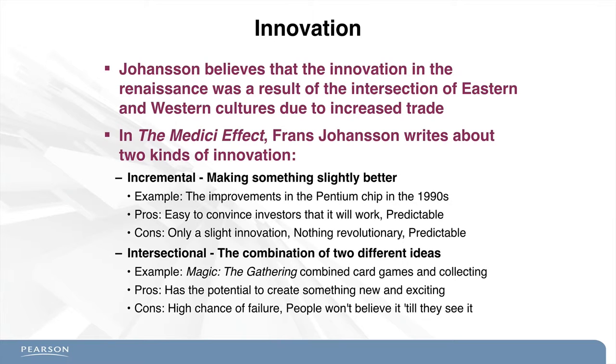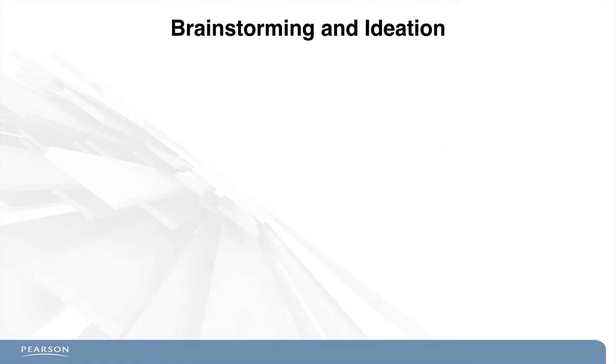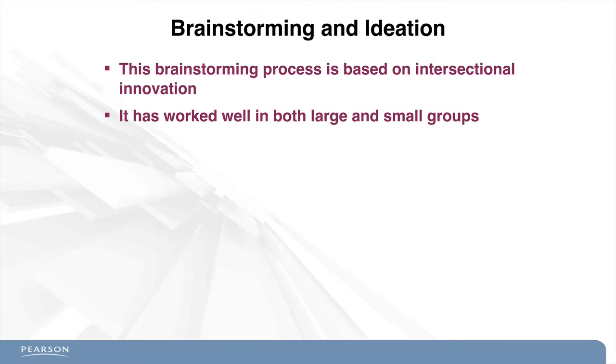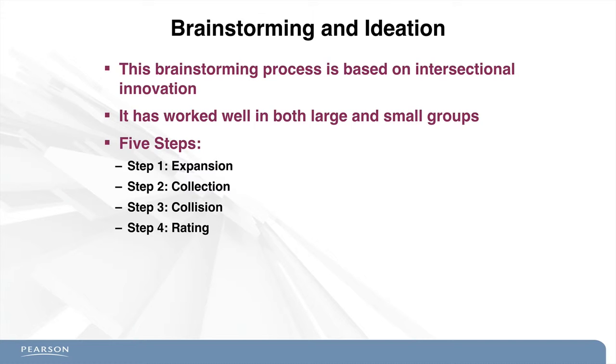So how does this factor into brainstorming? What we're going to do is base our brainstorming and ideation on this concept of intersectional innovation. This has worked for me in groups as large as 100 people and as small as just me by myself working on my own games. It has five steps: expansion, collection, collision, rating, and discussion. I'm going to go through each one of those.